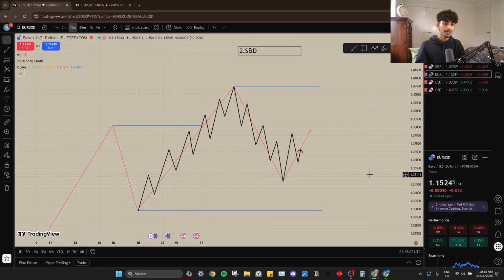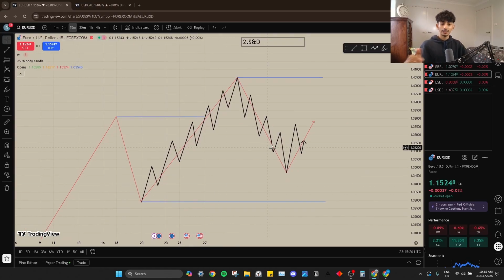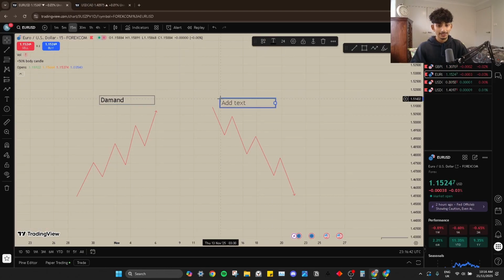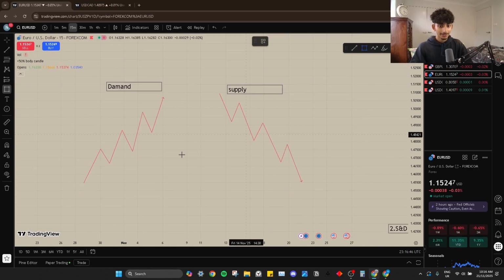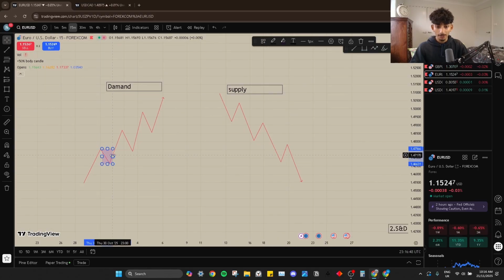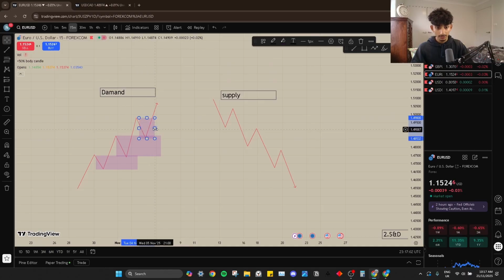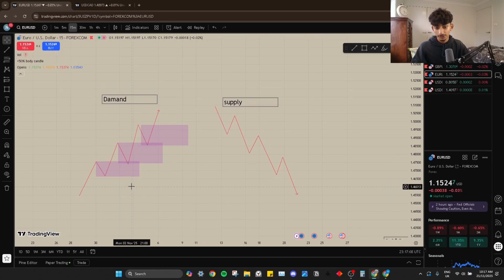And how do we do that? It's by supply and demand. Now, before I get into this example, what is supply and what is demand? So in an uptrend, we're looking for demand, and in a downtrend, we're looking for supply. Now, what demand is, is all these little bumps in the road. This is demand, this is demand, and this is demand. So all these little bumps in the road.